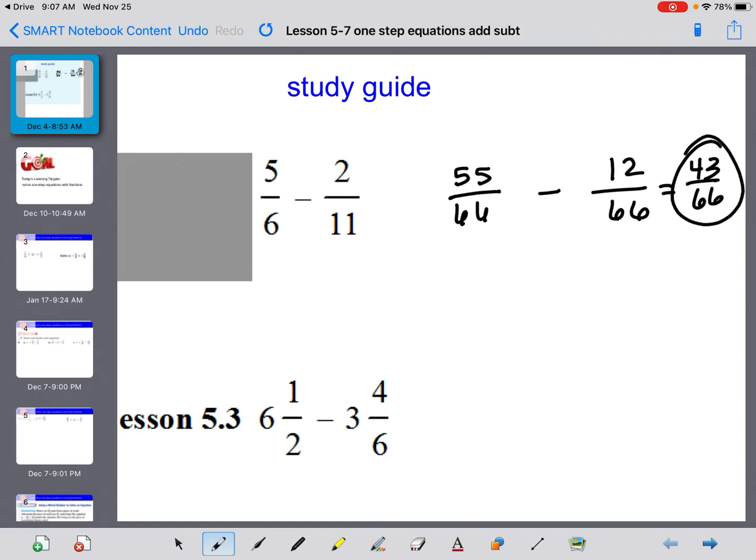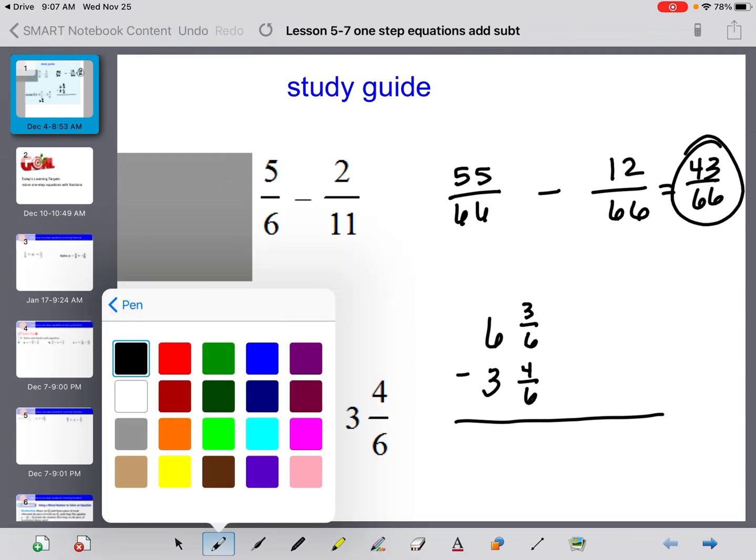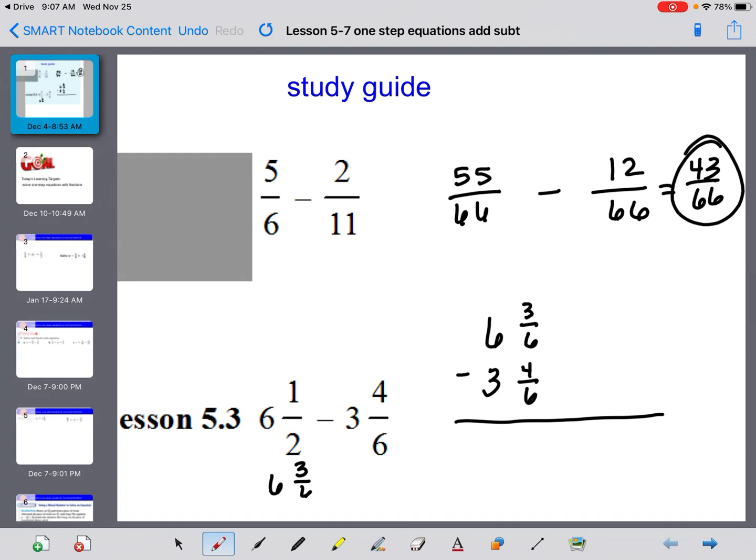With the second problem, my common denominator is 6. So I get 6 3/6 for my first fraction. I like to write my subtraction problems in a stacked formation. Now I need to take 3/6 minus 4/6. I can't do that though, because I only have 3/6. So do not call that 1/6. That's a very common mistake.